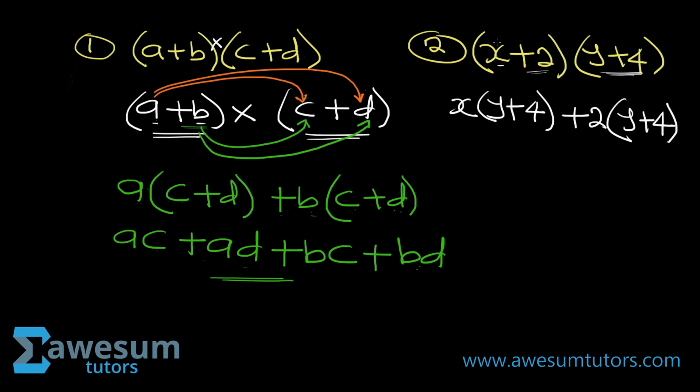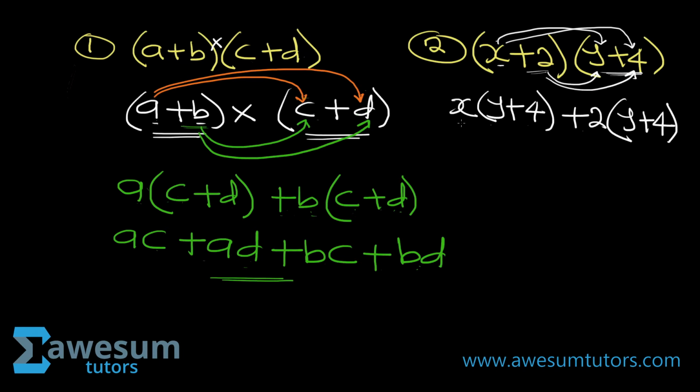Remember what we said, that x is going to multiply y, it is also going to multiply 4, right? 2 is also going to multiply y and also going to multiply 4. So the best way to show this is to have something like this, so that way you don't make mistakes. Okay, x bracket (y + 4) plus 2 bracket (y + 4). Okay, now we can open up the bracket.